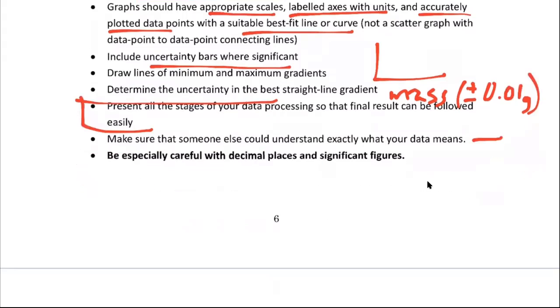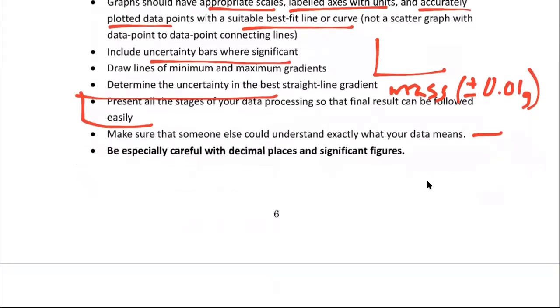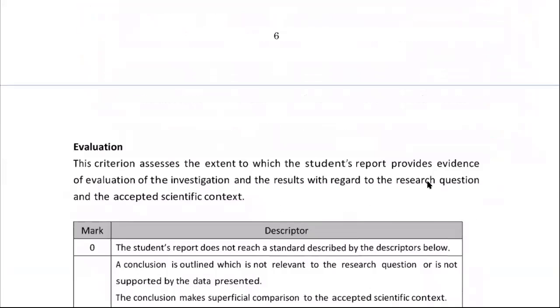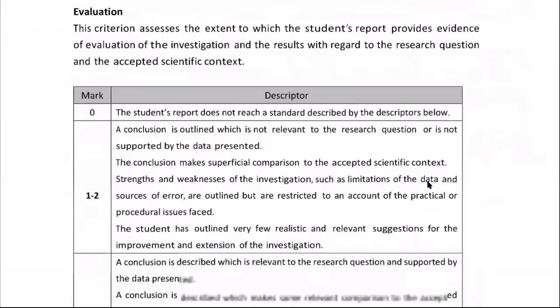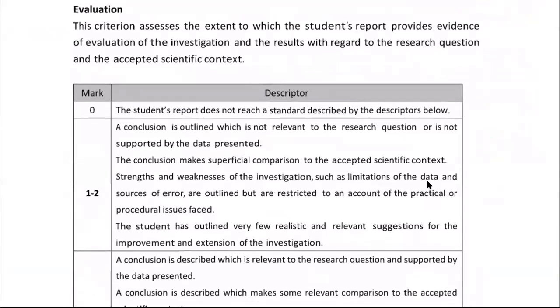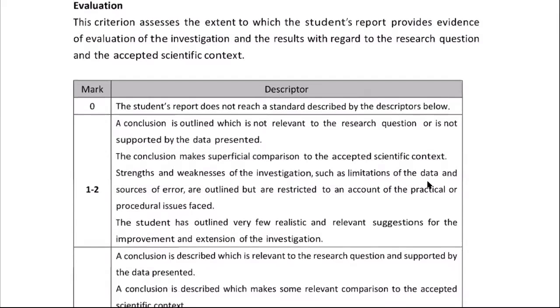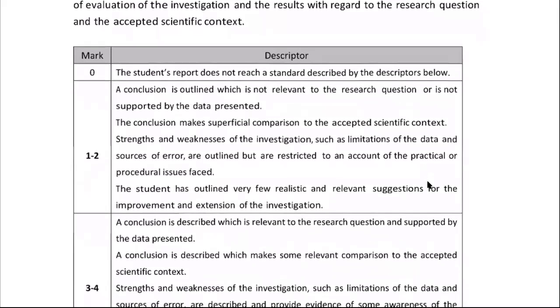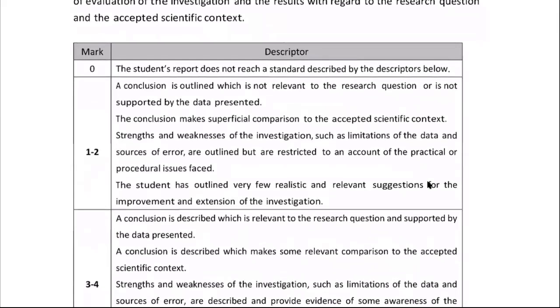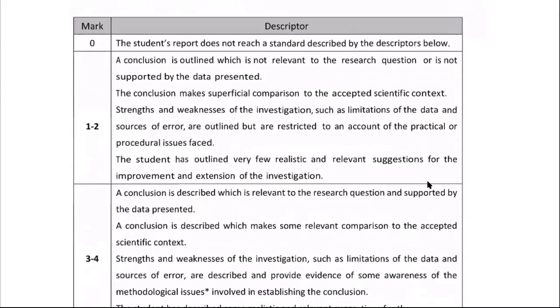And then again, be really careful with decimal places and sig figs, okay? All right, the last section before communication is evaluation. This is how you provide evidence of evaluation and results with regard to the research question and the accepted scientific context. So you're going to refer to your research question, refer to your data, and also refer to your background research, your scientific context.